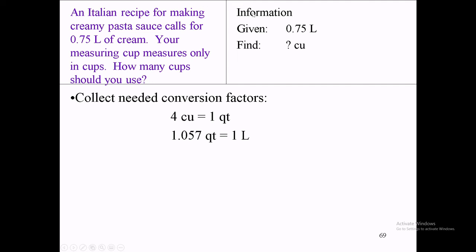All right, so what are we given? We were given that we have 0.75 liters, and we want to find the right number of cups, right? So we're going to need to collect our needed conversion factors. We know that 4 cups is equal to 1 quart, all right? There are 8 ounces in a cup, 4 cups to a quart, 4 quarts to a gallon. We know that 1.057 quarts is equal to 1 liter. All right, so now we have a pathway between cups and liters through quarts.